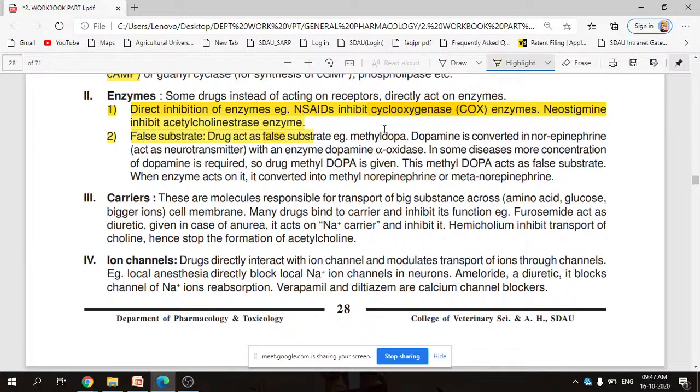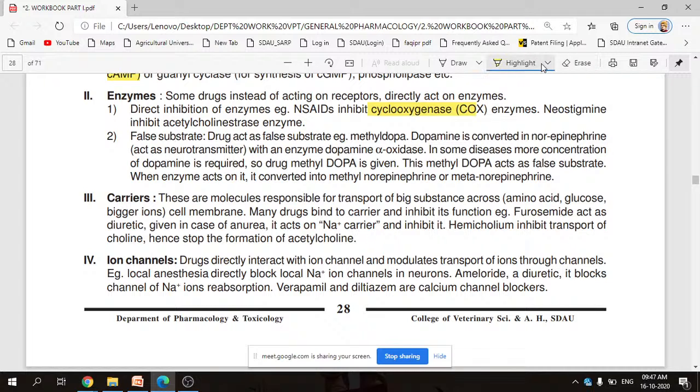Now if you put methyldopa and dopamine together into the body, what will happen? The enzyme is not able to recognize the dopamine.